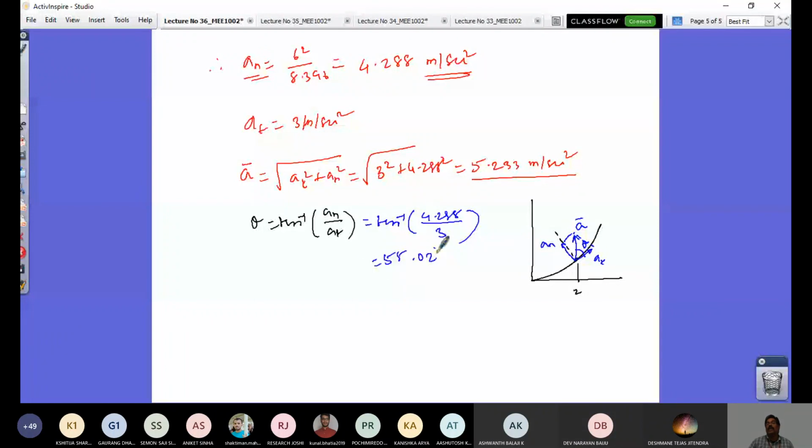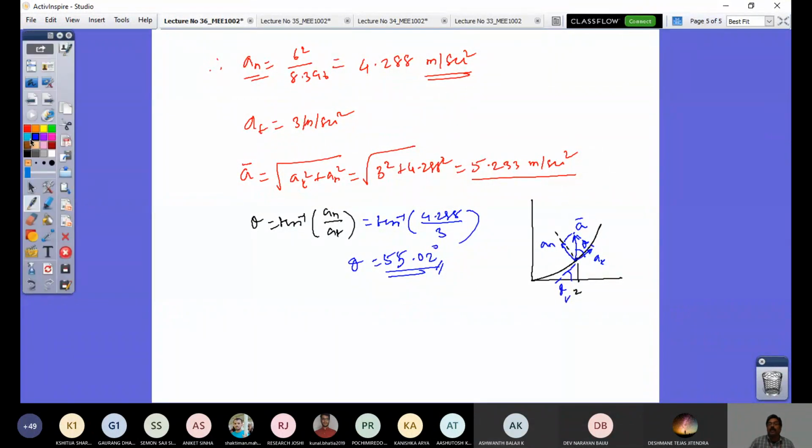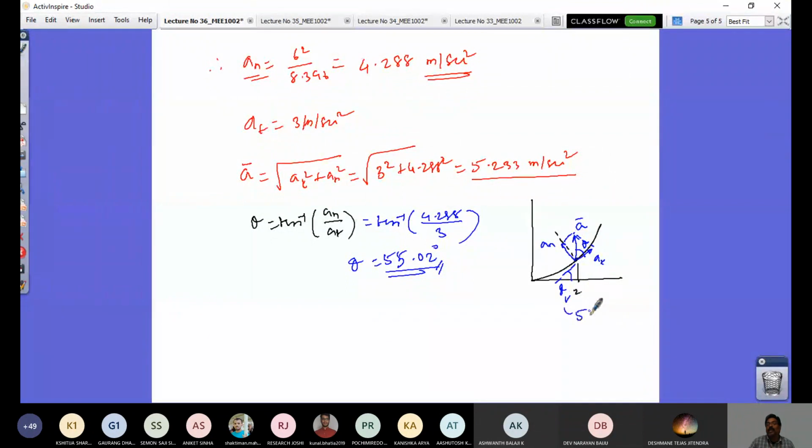So what is this theta? Now what is the direction of my total acceleration, to the tangent or to the velocity? Always remember, the direction of acceleration is represented to the velocity vector by default, not to the normal. To the normal would mean 90 minus this angle. But by default we always represent the acceleration direction to the velocity in a curvilinear motion. So that would be tan inverse of AN by AT. So this angle is theta corresponding to acceleration, and theta corresponding to velocity we found to be 58 degrees.